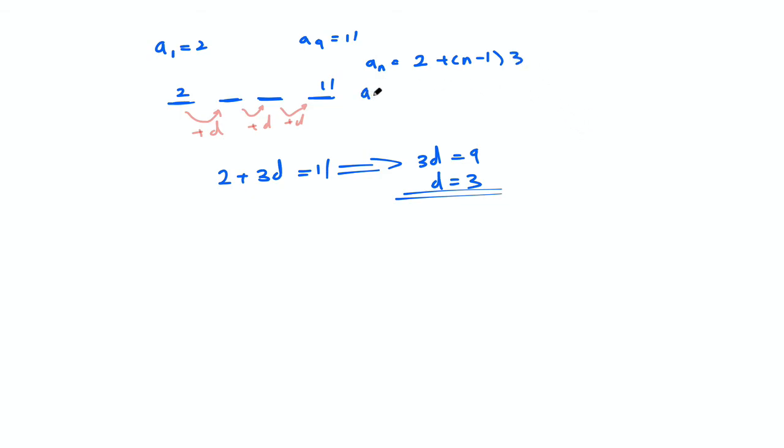So now if I want to find A20, all I do is plug in n is 20. Then this is going to be 2 plus 19 times 3. And that's just going to be 2 plus 57. So adding 2 to that, A20 is going to be 59, and that's going to be option B.